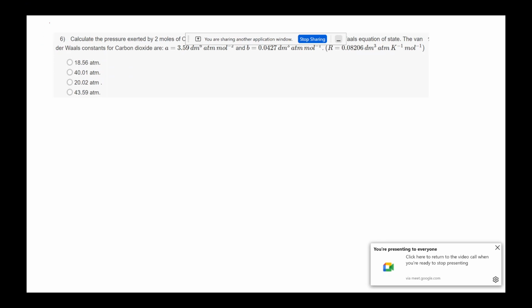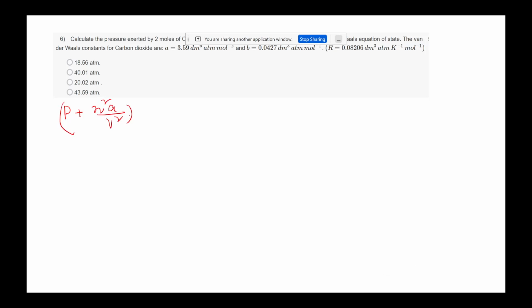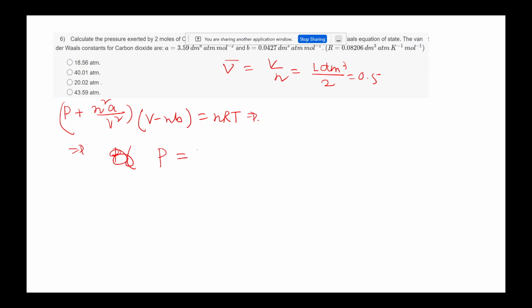Okay, so again, in these equations, you want to know the pressure. (P + n^2 a/V^2)(V − nb) = nRT. So let's first calculate V', then that will be easy. V' is V by n. V is 1 liter, right? 1 decimeter cube. Yes. 1 by 2, this is 0.5. And since we have written it another way, P then will be RT/(V' − b) − a/V'^2.